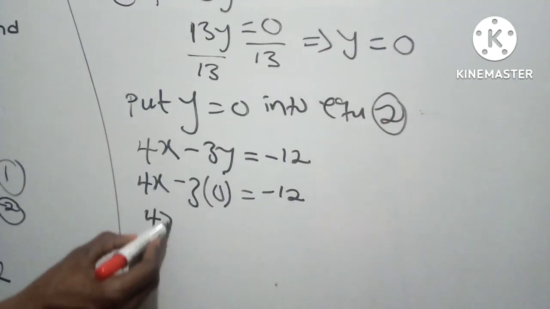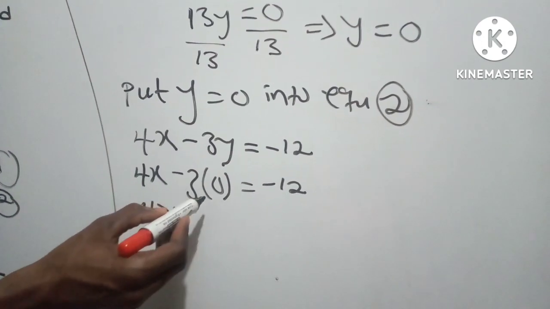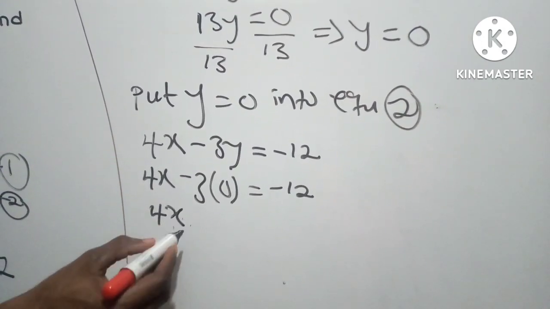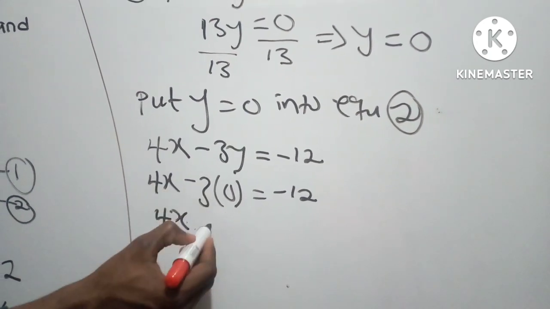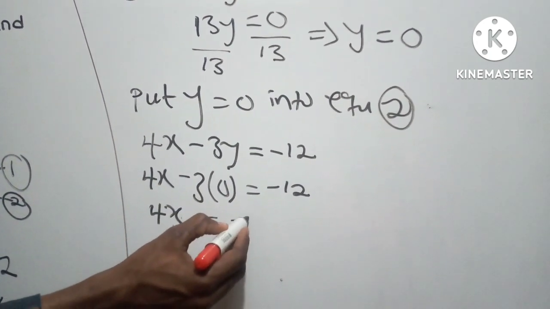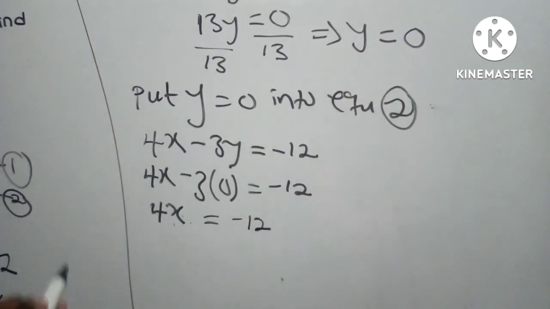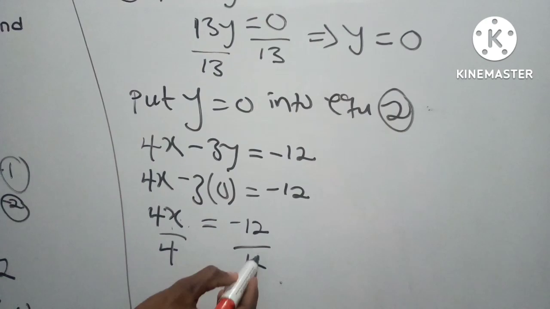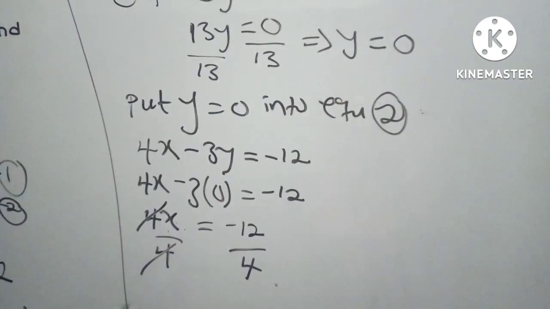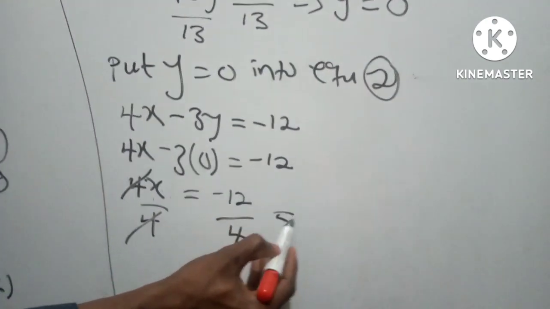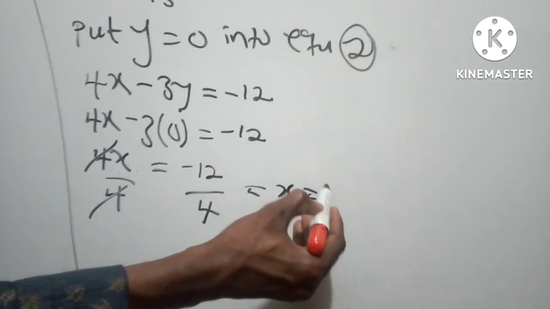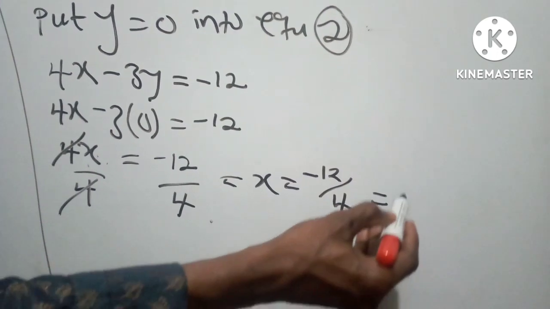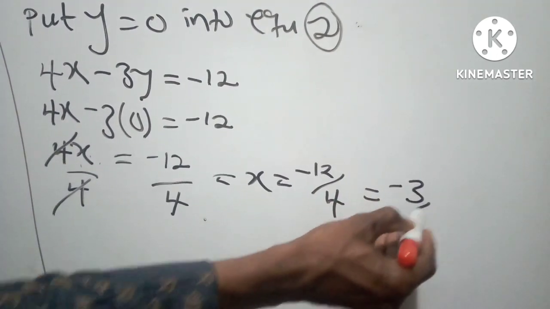So this will be 0 automatically. This is x. Let me write it: 4x. This will be 0. So this is equal to minus 12. We need the value of x, so we divide both sides by 4. This 4 will go away with this 4. And our x will be equal to minus 12 over 4, which is equal to minus 3.